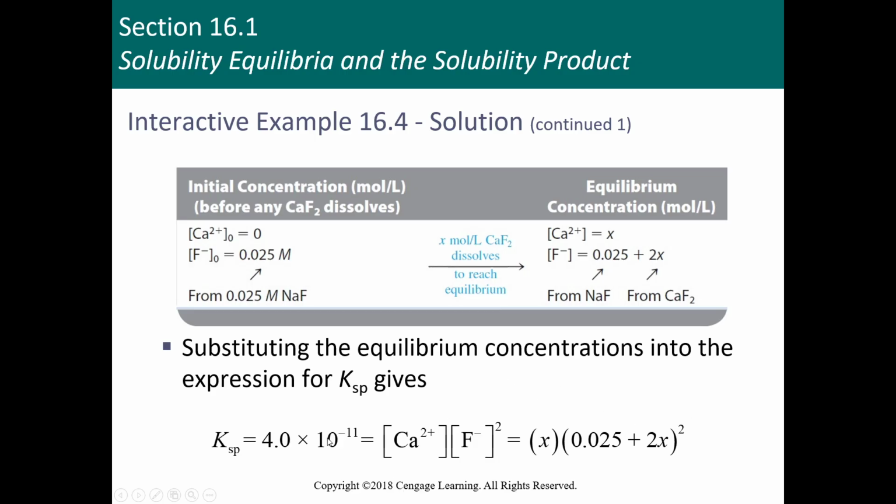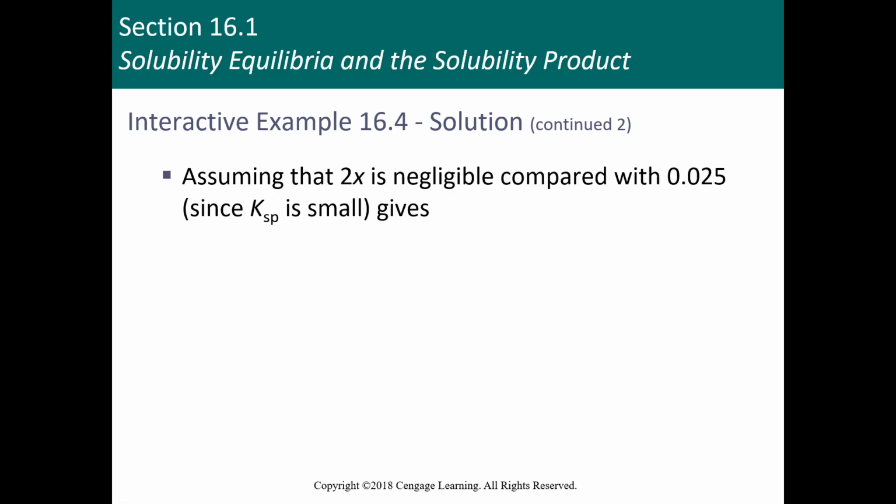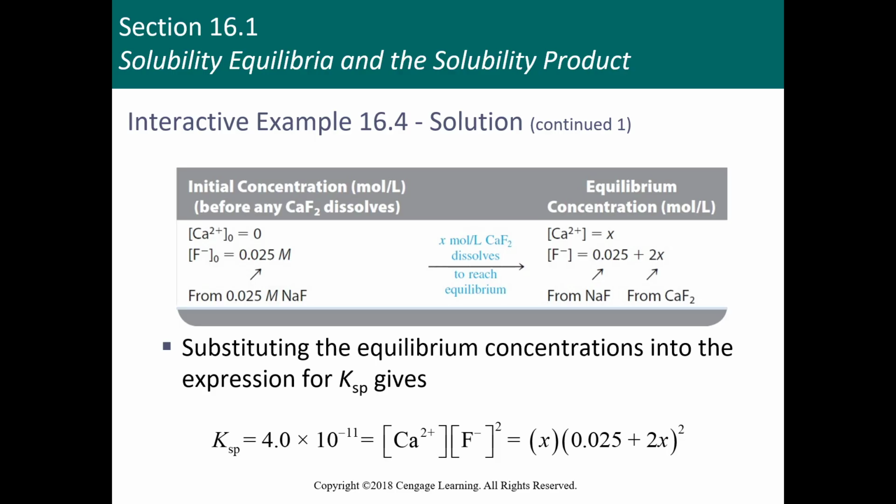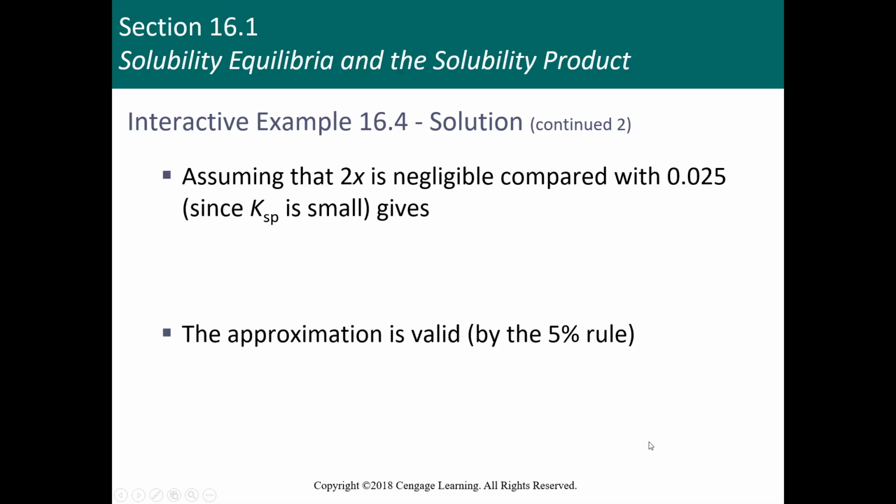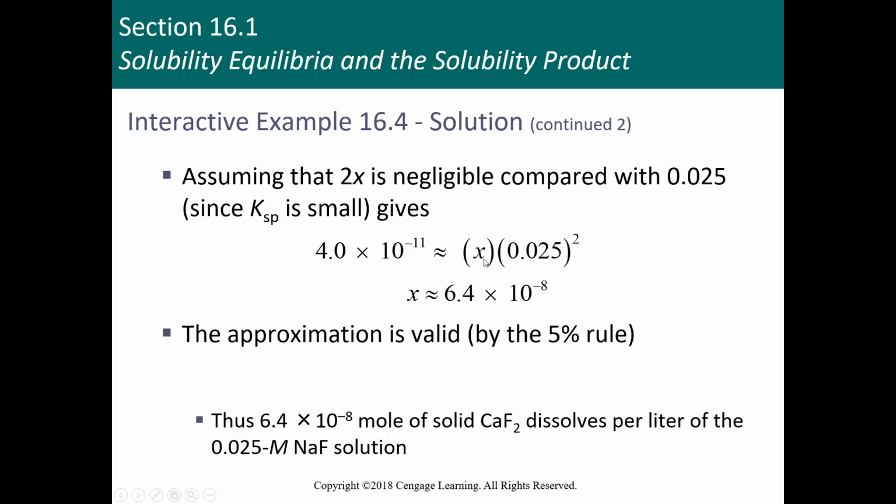Note that this number right here is very small. This number right here is a lot larger than that number right there. And so I can assume that that 2x is going to be negligible compared to the 0.025, which is a much larger number. And so that addition, subtraction, anything like that would be negligible. You can go ahead and just get rid of this term right here, this plus 2x. All right, which will leave you like so.